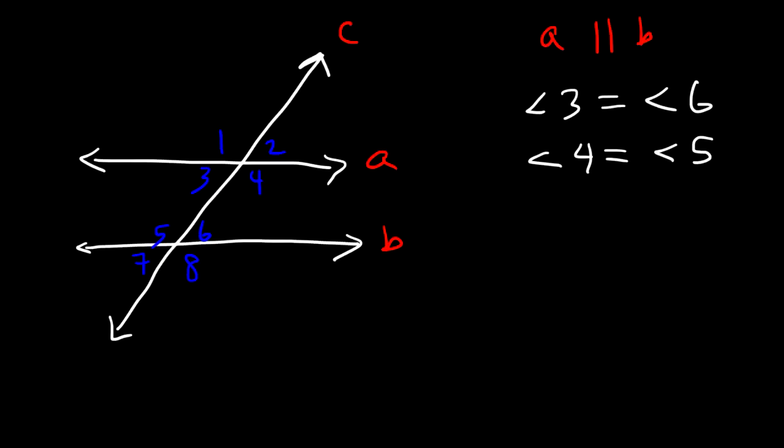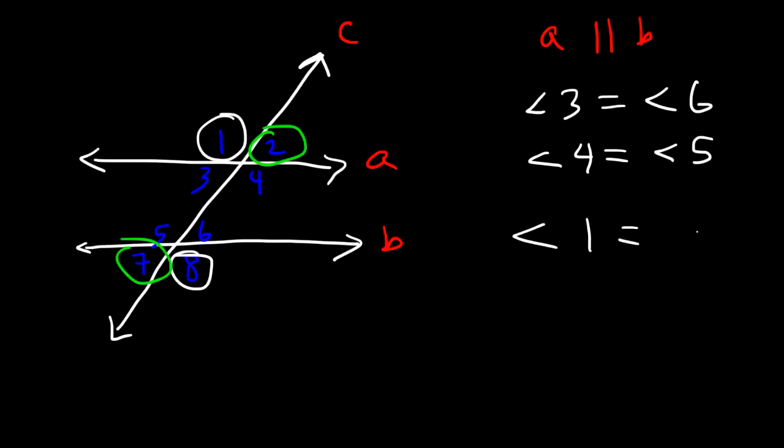Now, what about alternate exterior angles? Angle 1 and 8 are alternate exterior angles. It turns out also angle 2 and 7 are alternate exterior angles. Alternate exterior angles are congruent. They're the same.